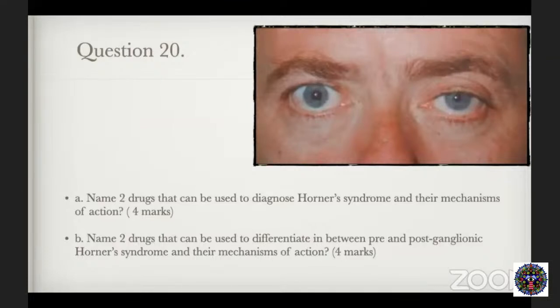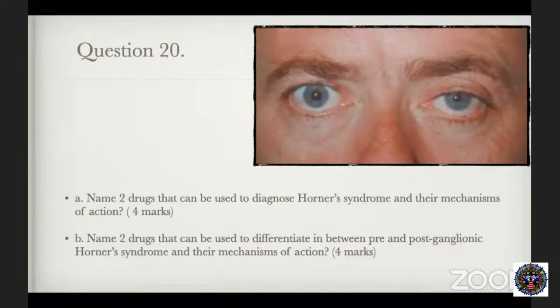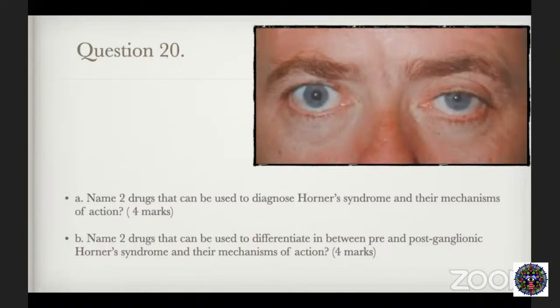All right, so look at this picture. You already know what it is. It's in the question again. They're not interested in diagnosing the condition, let's say, or the dose. Apraclonidine 0.5% and cocaine 4% could be used for just seeing whether Horner's is present. Then to differentiate whether it is preganglionic or postganglionic, we use hydroxyamphetamine or phenylephrine.